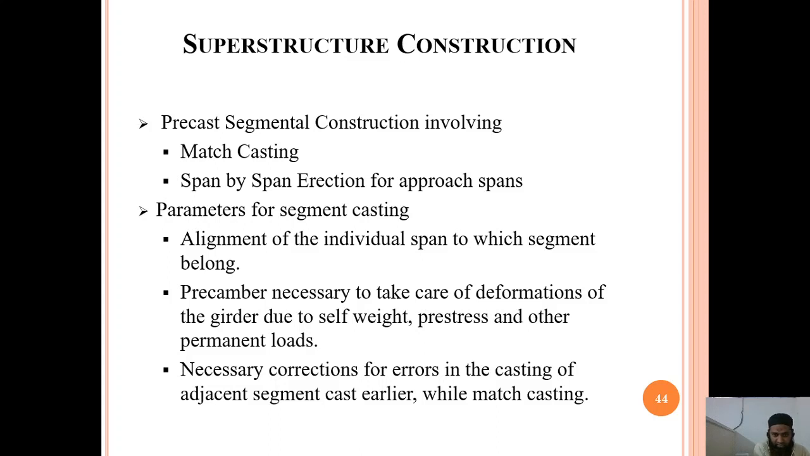Parameters for segment casting are the alignment of the individual span to which the segment belongs, and pre-camber necessary to take care of deformations of the girder due to self-weight. So there are chances of deformation and deflection, and care should be taken regarding self-weight, pre-stress and other permanent loads. There are some loads because of which there are chances of deformation. Necessary corrections are also made for errors in the casting of adjacent segments cast earlier, while match casting.